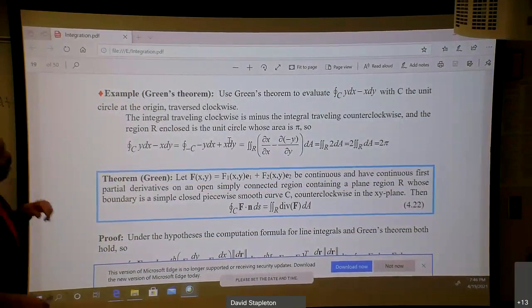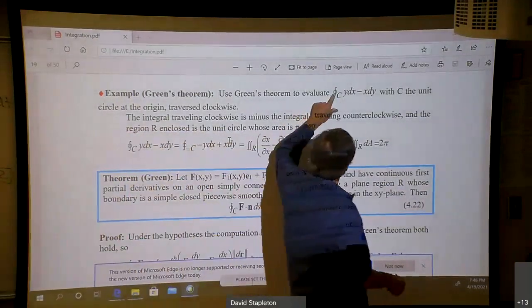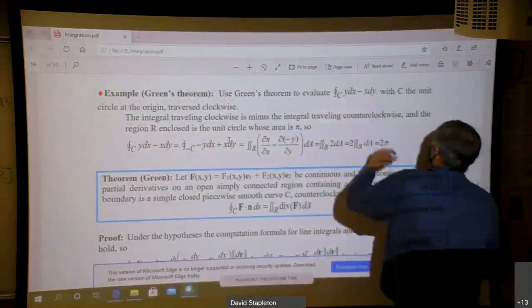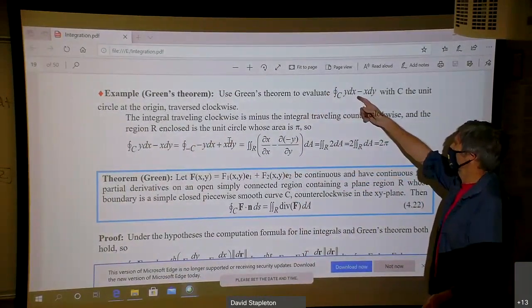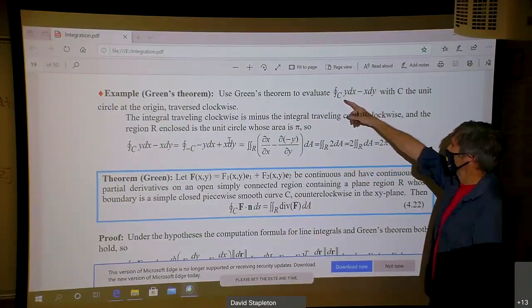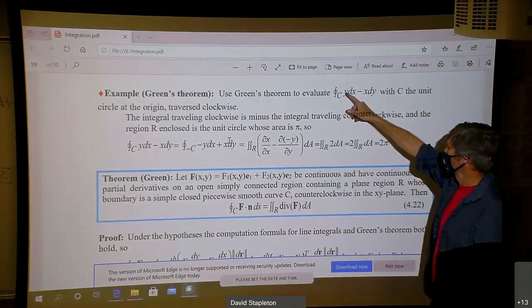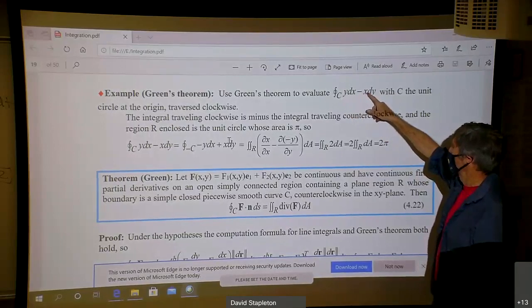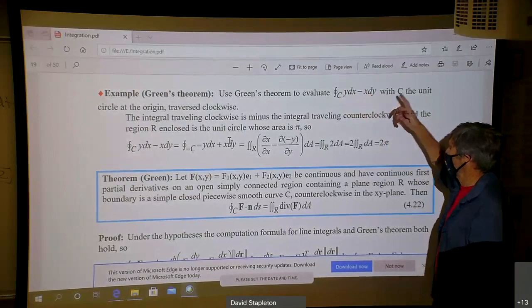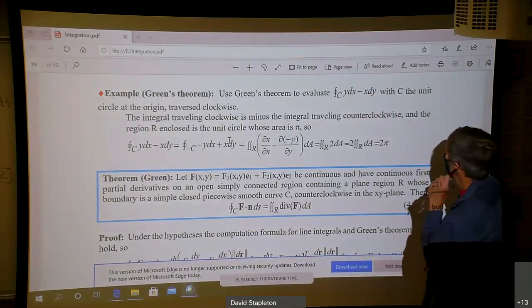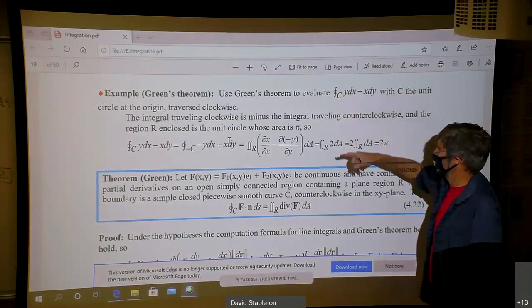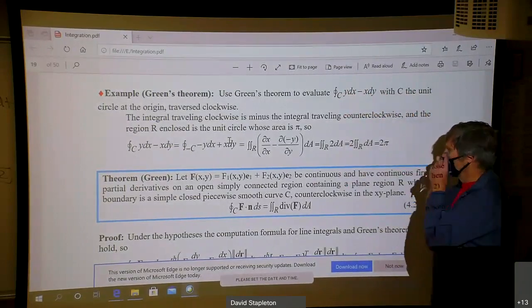Suppose I want to use Green's theorem to evaluate the integral around the closed path of y dx minus x dy. This again is the vector line integral, just written in this other form. This is the vector field with components y, minus x; integral of f dot dr is the other notation. It's the same thing. And suppose C, the closed path, is the unit circle at the origin traversed clockwise.